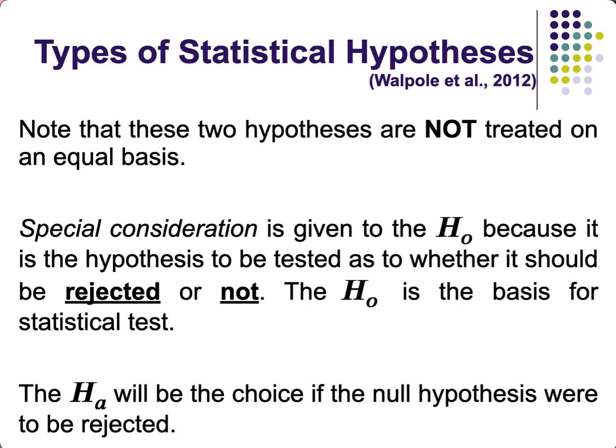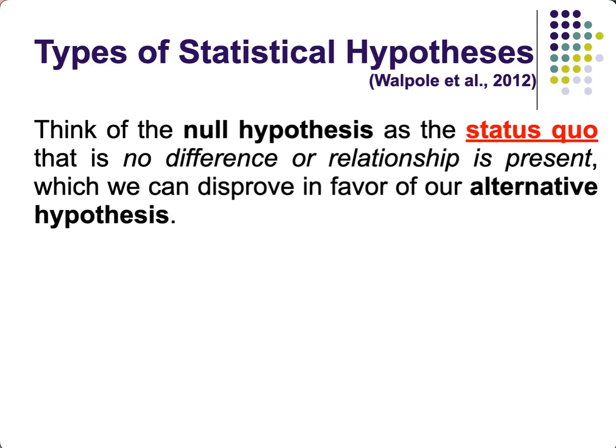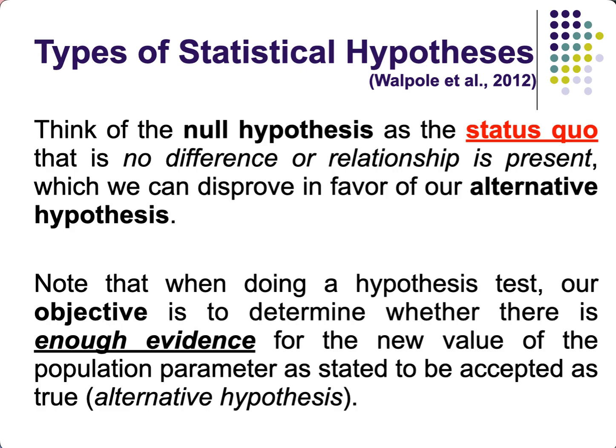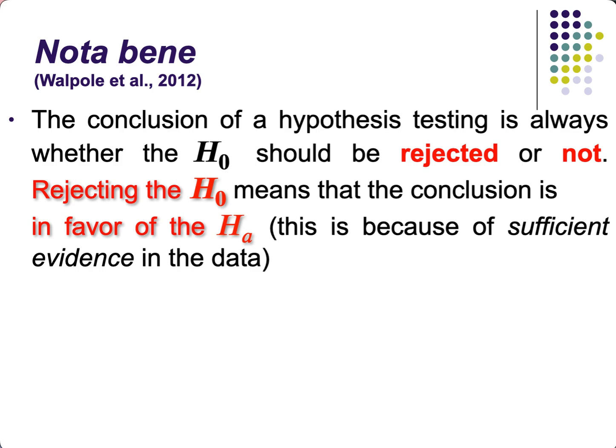All right. So that's the main reason why we write the null hypothesis in the hypothesis of the study in a research paper. So, like I said, the null hypothesis is the status quo. And when doing a hypothesis test, our objective is to determine if there is enough evidence to reject it. Take note of a very important point. Some would argue with me, but I'm following the book of Walpole. The conclusion of the hypothesis test, he said, is always whether the null hypothesis should be rejected or not. Rejecting the null hypothesis means that the conclusion is in favor of the alternative. This is simply because of sufficient data to start with.